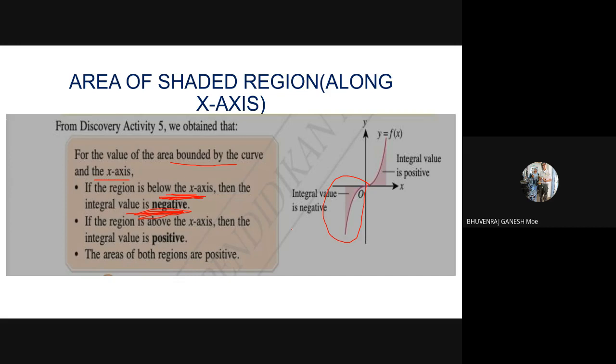Yes, very good. Area is a positive quantity, guys. Luas tu quantity positive. So kamu kena buat apa? Tambah simbol modulus. Yes, very good. Put modulus to the negative value. So kamu akan ambil nilai dia saja. Abaikan simbol negatif. So just neglect the negative sign over there.